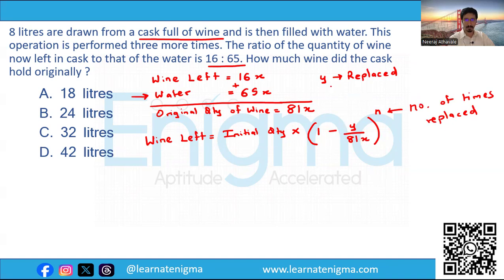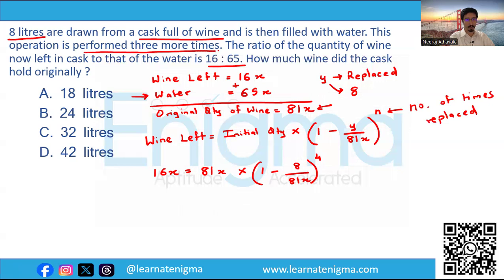So let's substitute values now. Now here y is 8, because 8 liters are drawn and replaced with water. So wine left, now we have 16x is equal to initial quantity, that is the original quantity, equal to 81x into 1 minus 8 upon 81x raised to 4, because it is done once and performed 3 more times. So 1 plus 3, that is 4 times. So raised to 4. So x gets cancelled out.